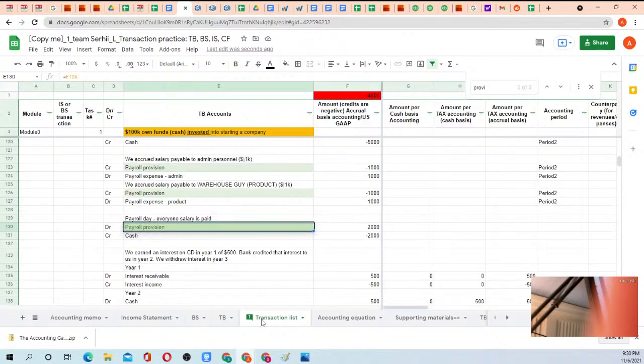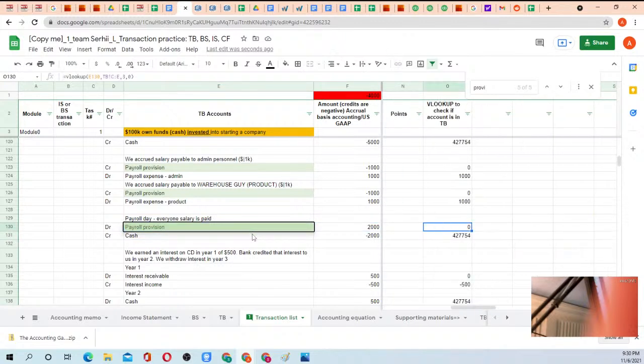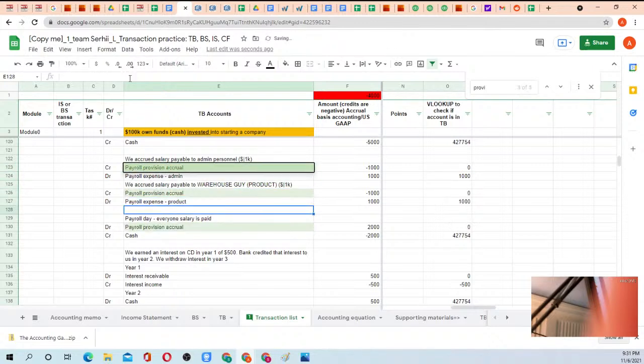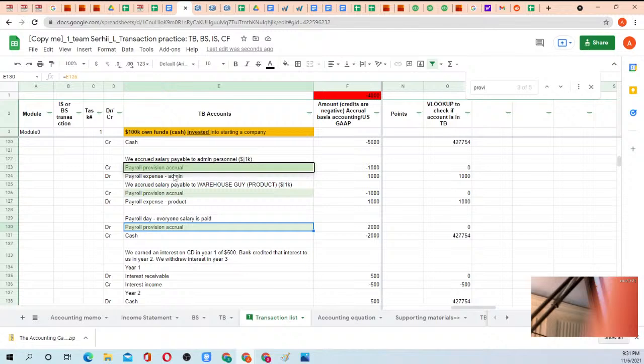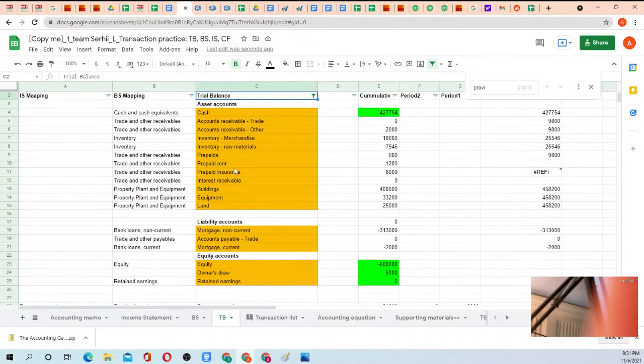Okay, so somehow I have a payroll provision here, and somehow the lookup tests just shows 0 for payroll provision. And I'm surprised we accrued salary. So payroll provision, let's call it accrual. So payroll provision accrual, payroll provision, but that's probably not a payroll provision accrual issue. Let's see if I have it here.